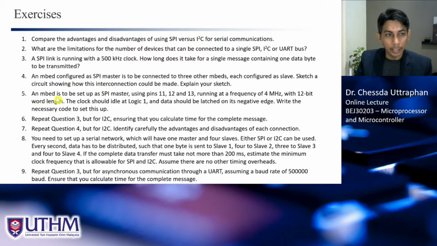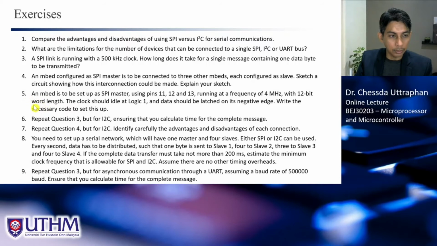Number 5, an embed is to be set up as SPI master using pin 11, 12, and 13 running at frequency of 4 megahertz with 12-bit word length. The clock should be idle at logic 1 and data should be latched on its negative edge. Write the necessary code to set up this. Okay, number 5 is to write the code, but I want to skip this first because we have only another 10 minutes. So I want to do number 6. Yeah, this one maybe we discuss next week.